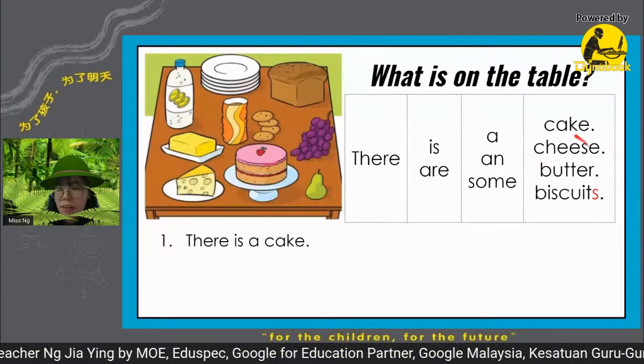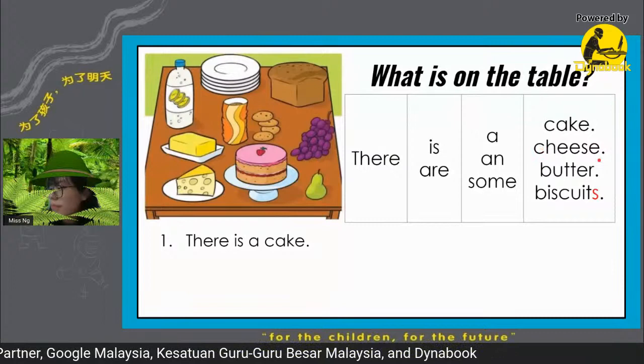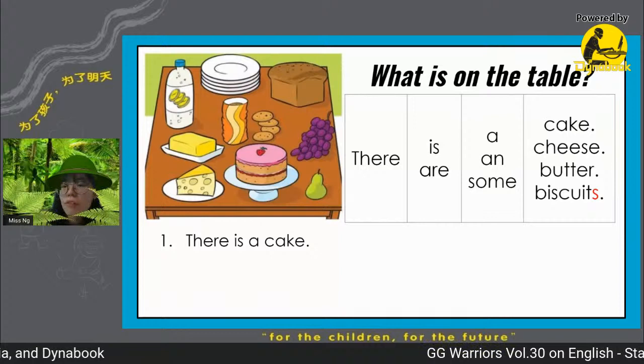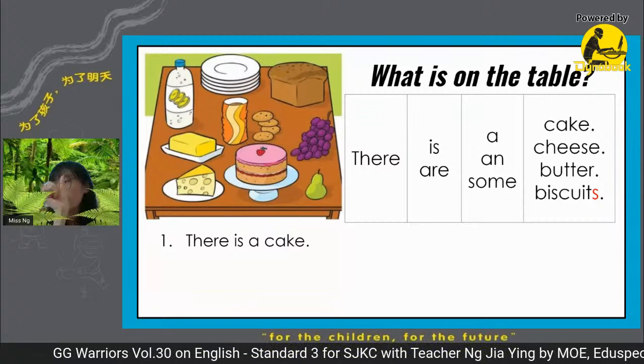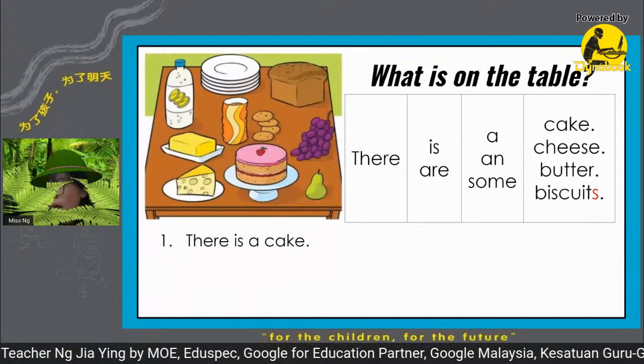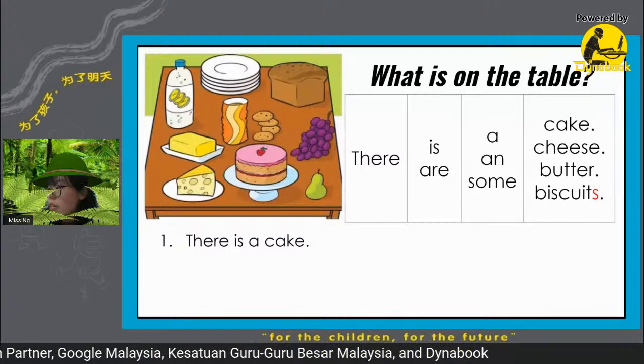So if you think cheese can be counted, you can put a C. Okay? If you think cheese cannot be counted, you can put a U, uncountable. Okay, so C and also U. Can we count cheese? Some say C, a lot of C. Now U. I also saw a lot of U.